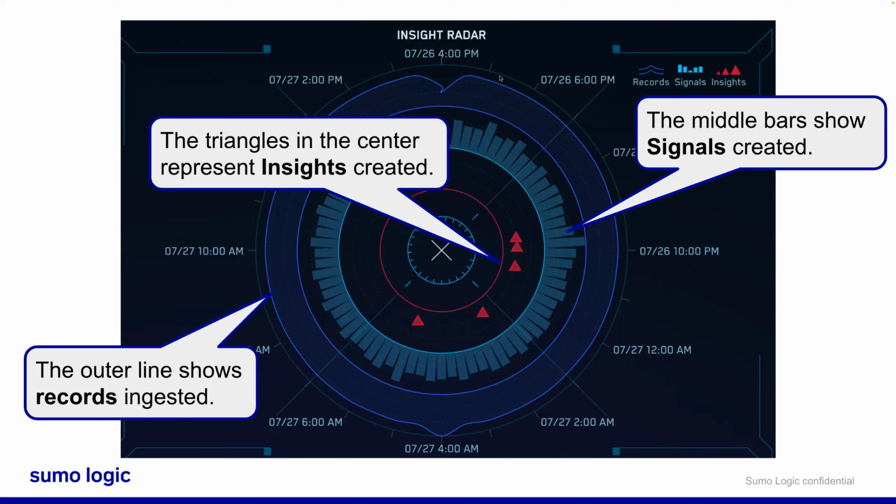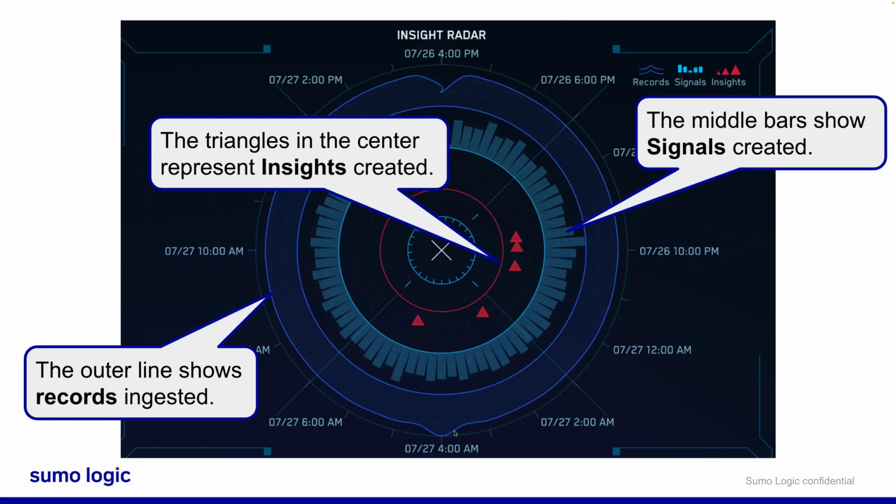So what I see here is the outer edge represents the records that have been ingested. The dark blue line here is showing the relative number of records in the last 24 hours. So at the very top is kind of like midnight, and we go clockwise around the clock. What we're seeing here in a couple places are some peaks or spikes and dips. And what that's representing to us is when more or less records than average were ingested.